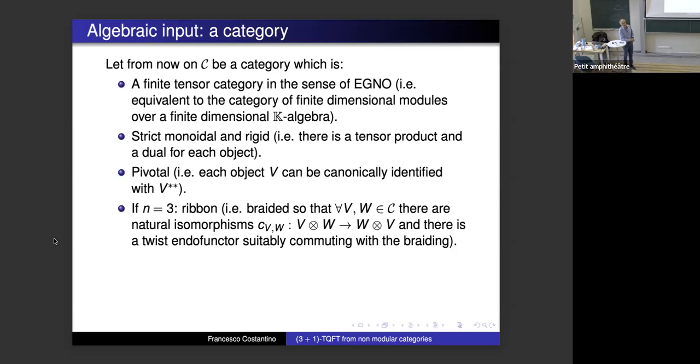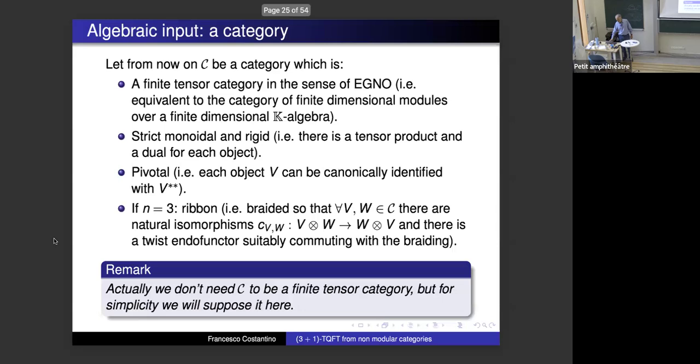Finally, only if n is 3, so if I care about the 3 plus 1 dimensional case, I also require that C is ribbon. So meaning that there is a braiding and that there is a ribbon endofunctor, the twist endofunctor, sorry. Okay, any questions so far? So these are the algebraic conditions.